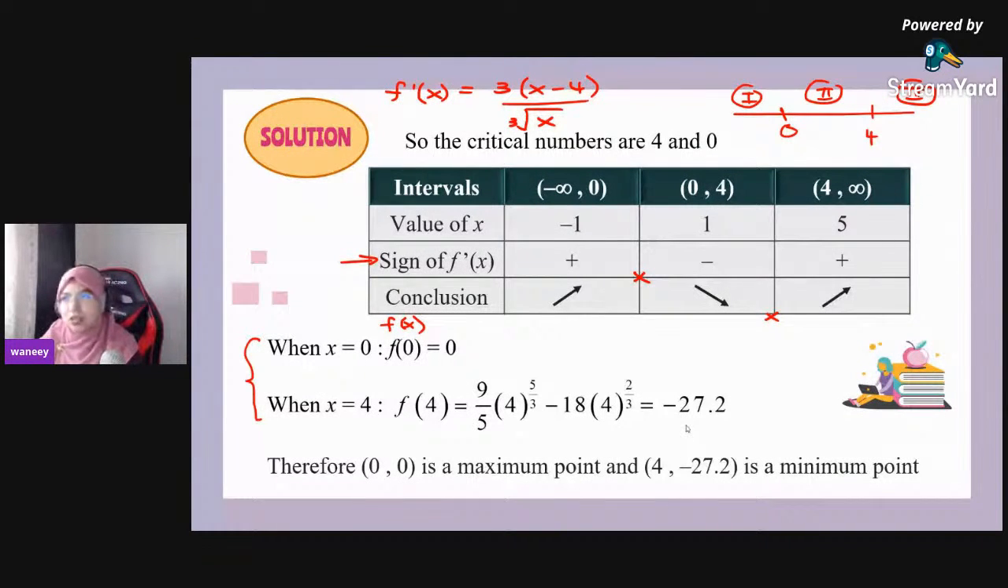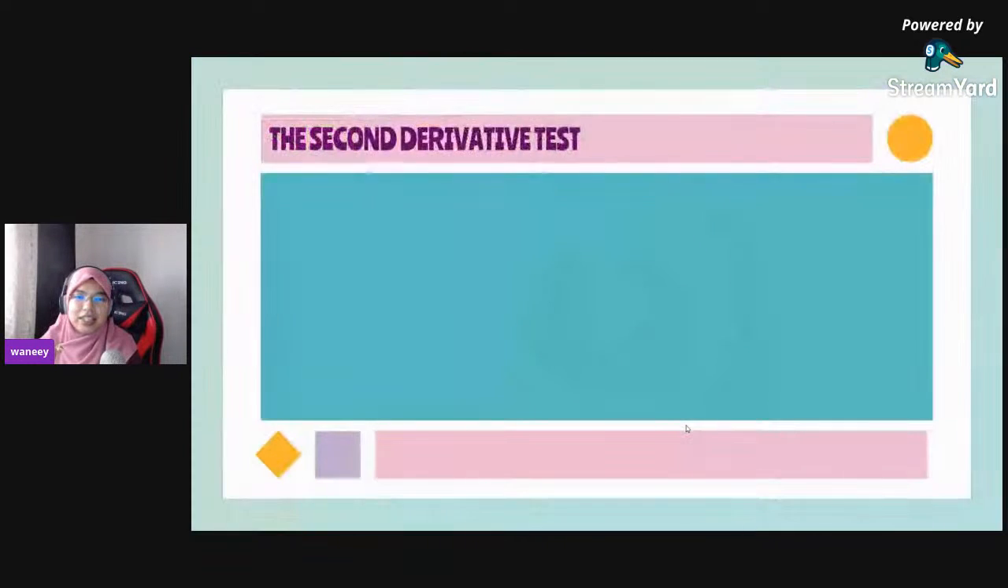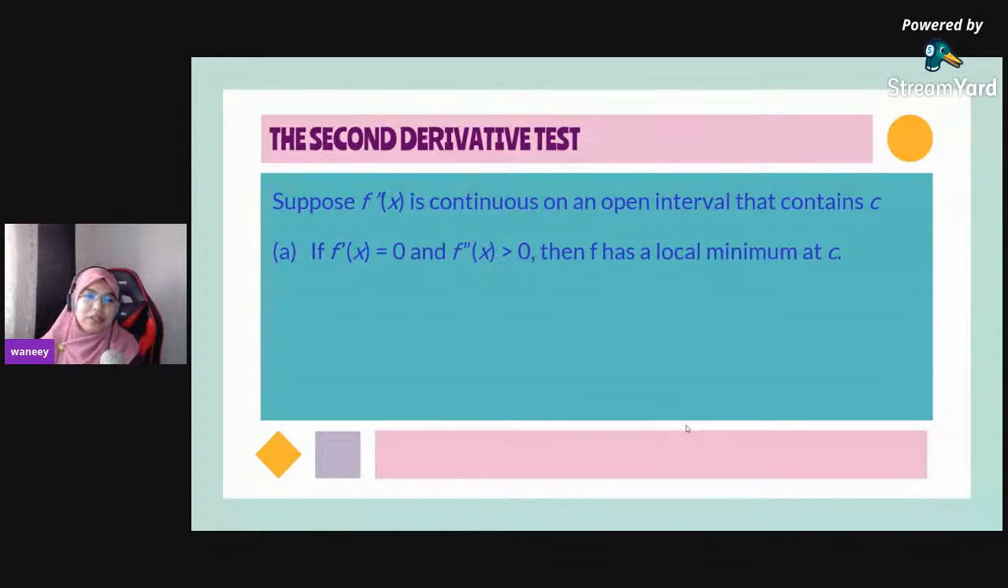Okay, so done with the first derivative test. So we need to go to the second test called the second derivative test. Basically for the second derivative test, we calculate the first derivative and calculate the second derivative. Once you have the first derivative, you let it equal to 0, and then you substitute inside the second derivative. If your second derivative is greater than 0, then f(x) has a local minimum.